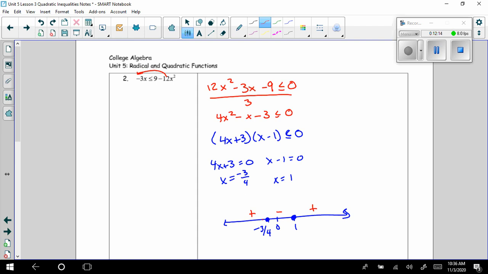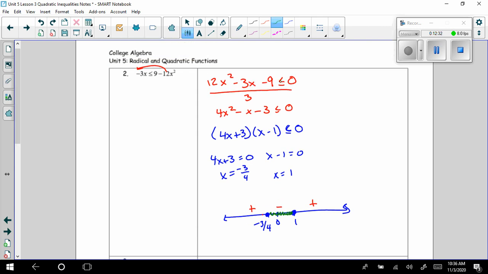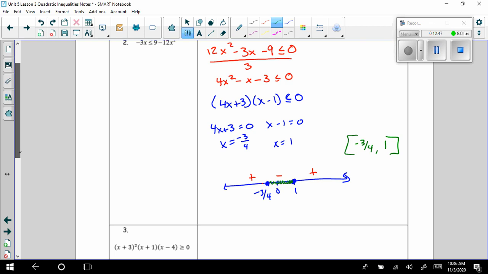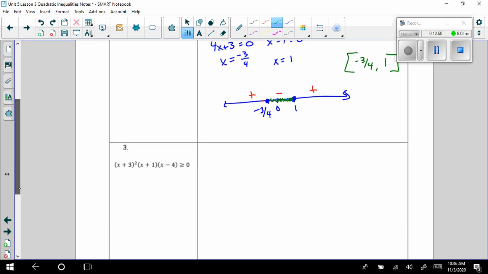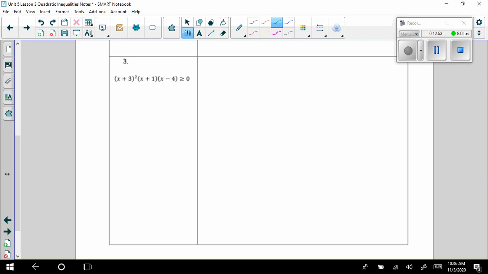I just did some math in my head there to determine whether those values are positive or negative. Once again, in this case, we're going to shade where that negative interval is, and that has to do with the fact that this says less than or equal to 0. So we want below the x-axis. This time, though, you're going to use brackets. We're going from negative 3/4 to 1, a closed interval, because it wants to know when it's also equal to 0. Okay, and then last one here, and we can talk about graphing inequalities as well.